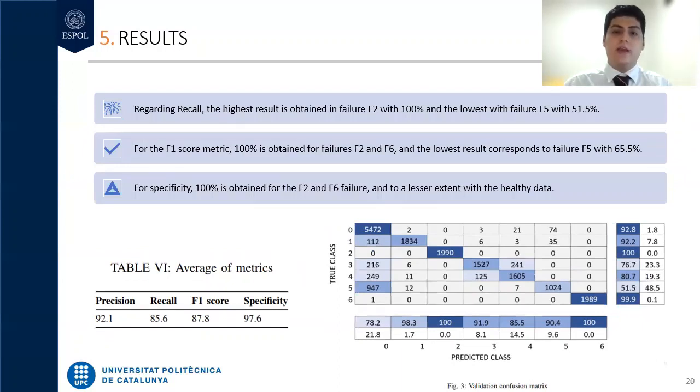Regarding recall, the highest result is obtained in failure F2 with 100%, the lowest with failure F5 with 51.5%. For the F1 score metric, 100% is obtained for failure F2 and F6, and the lowest result corresponds to failure F5 with 65.5%. For specificity, 100% is obtained for the F2 and the F6 failure, and to a lesser extent with the healthy data.